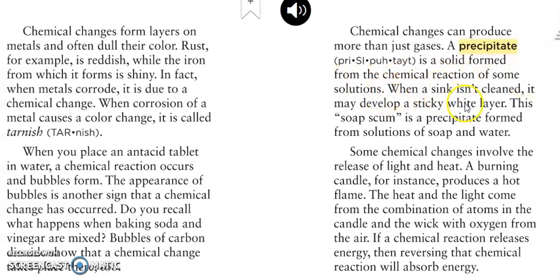When a sink isn't cleaned, it may develop a sticky white layer. This is soap scum. It's a precipitate formed from a solution of soap and water.